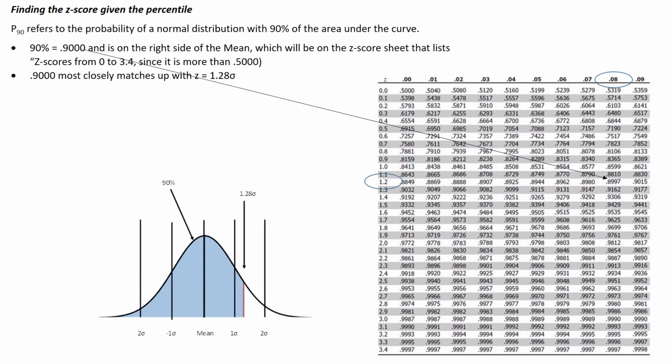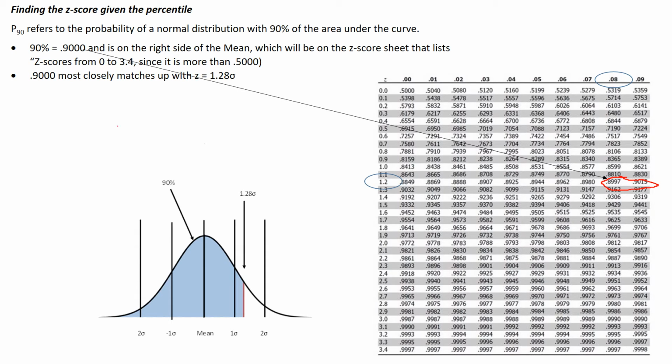Now, often you'll see a letter P with a subscript of a number, and that you got here P subscript 90 or P90 refers to the probability of a normal distribution with 90% of the area under the curve. Well, 90% equals 0.9000. And again, like we just did in the previous sheets, it's greater than 0.5000, so I know it's on the positive z-score sheet. And I'm going to find 90. Now, here's where you got to be careful. There is no exactly 0.90. There's a 0.8997 and a 0.9015.